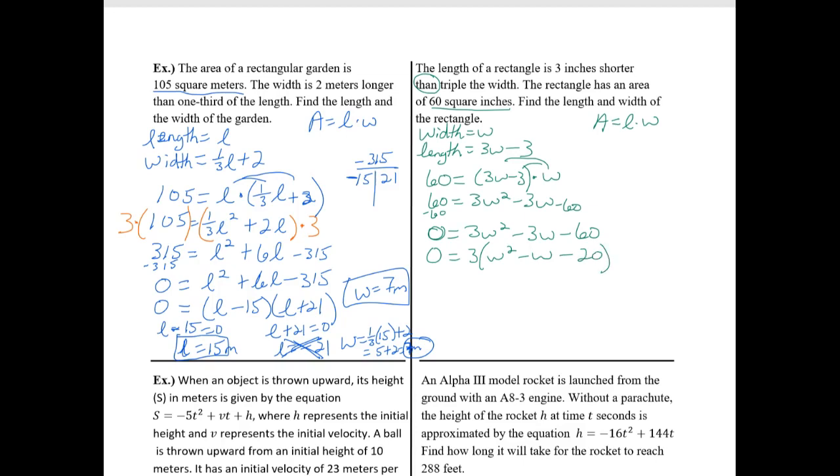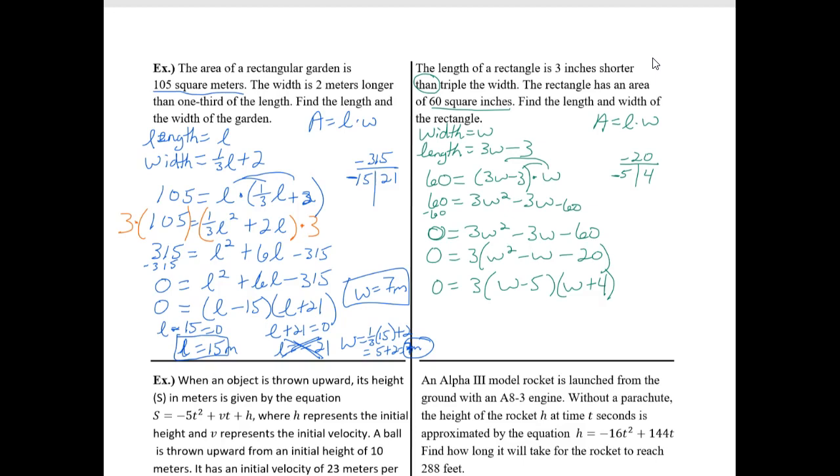Now I'm looking for factors of negative 20 that will add up to negative 1. So 4 and 5 are 1 apart from each other. One of them has to be negative to make this negative. And since I want my middle term, my B term, to be negative 1, I'm going to put negative with the bigger number. So negative 5. My front coefficient is 1, so I'm going to go directly into my factors of W minus 5 and W plus 4. I set each factor equal to 0.